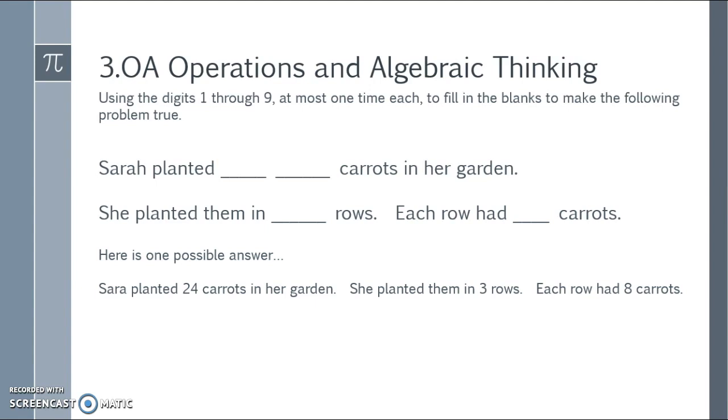Here is one possible solution. There are many because we have the options of using the numbers 1 through 9. Sarah could have planted 24 carrots in her garden. She would plant them in 3 rows, and each row had 8 carrots. Or we could still do the 24 carrots in her garden, but we could do 8 rows of 3. Lots of options. You could do 18 carrots in her garden, 9 rows of 2 carrots, or 2 rows of 9 carrots. Many possibilities.